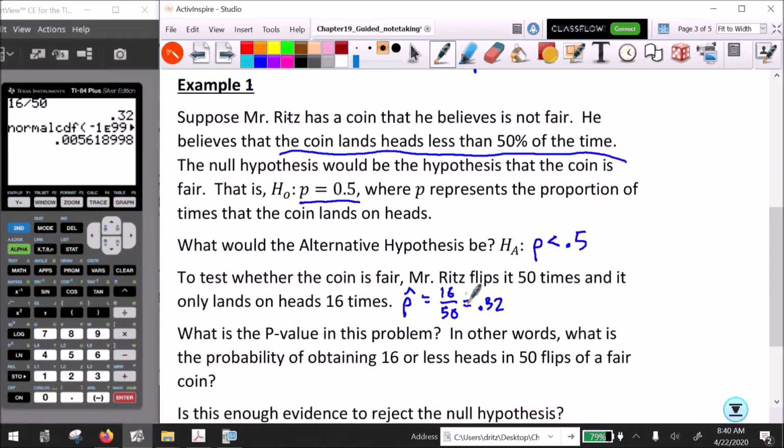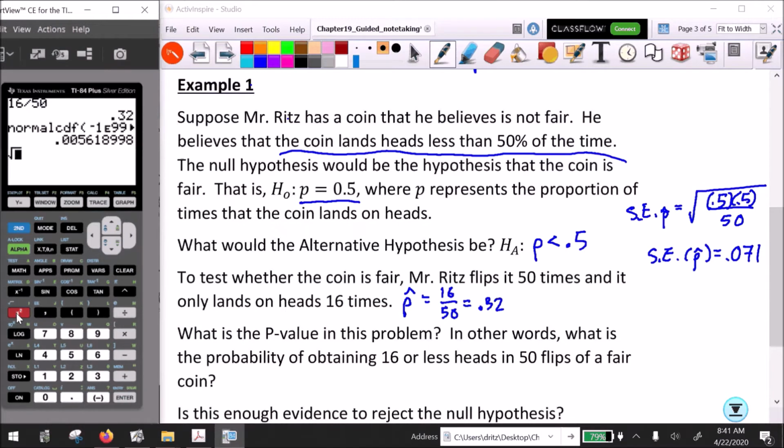If this is in fact a fair coin, then the standard error of p hat, our sample proportion, should be equal to the square root of p times q divided by n. n was 50 flips. The standard error of p hat should be equal to about 0.071. And I'll just verify that right here.